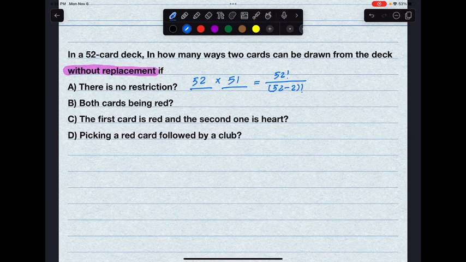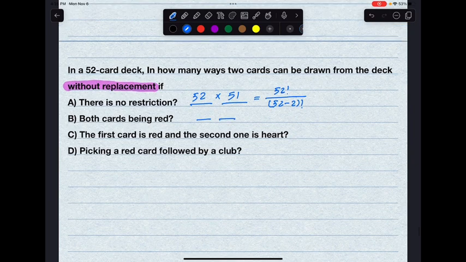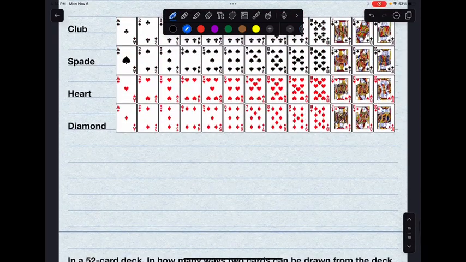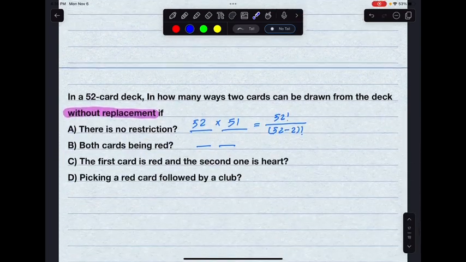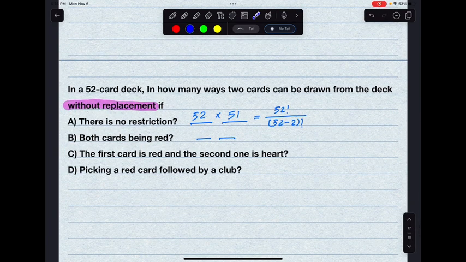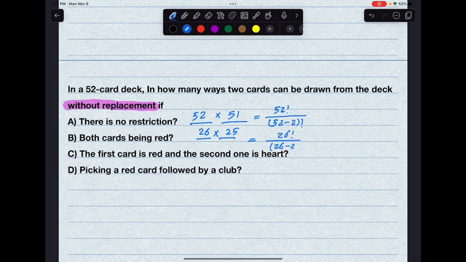Part B, it says both cards being red. To have both cards red, so how many red cards we have? In total we have 26 cards. So it's again like part A of the question, but this time n is 26. It's not 52. So here we are going to have 26 times 25, which is actually 26 factorial divided by 26 minus 2 factorial.